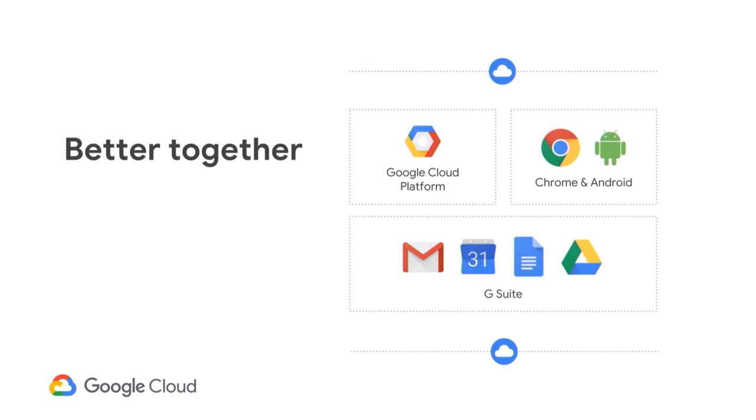So all that being said, we really believe that our strength is better together. Combining the strength of G Suite with Chrome and Android and even GCP is really going to help you build a security framework that extends beyond the traditional perimeter. As employees become more mobile, as identities really start to span outside of the traditional perimeter, we think we're building the most powerfully secure cloud platform you can adopt out there.